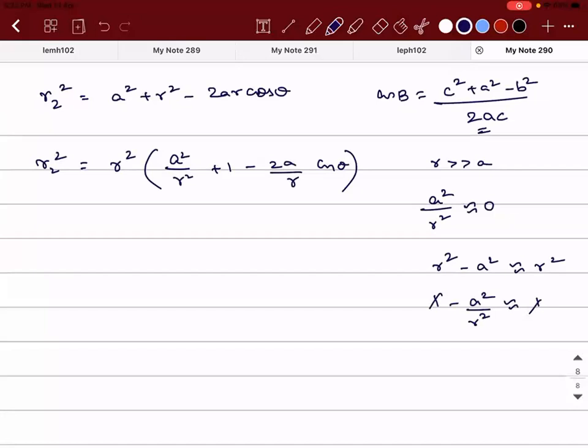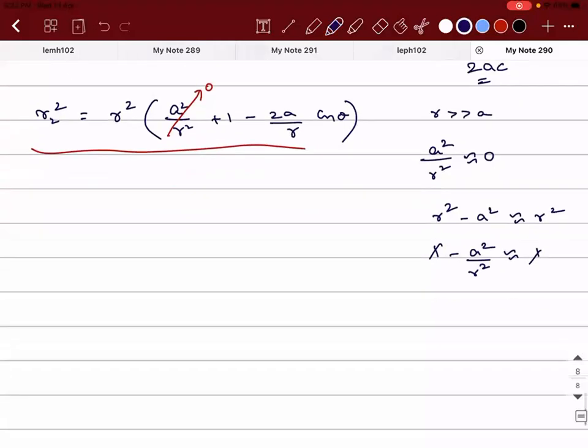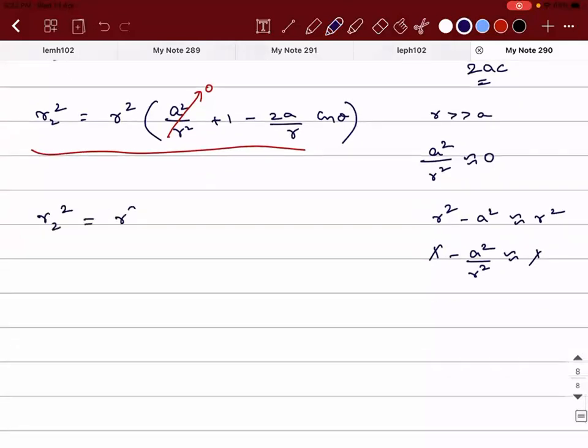So what can I do in this equation? A square by R square, I can approximate it to 0. Accepted. Right. Then what am I left with? Always remember, when the values are very much greater, you should always ignore the squares. You should not ignore the exact ratios. A by R is not a small value. A square by R square is a small value. So R2 square will be equal to R square into 1 minus 2A divided by R cos theta. Right. Is it clear?